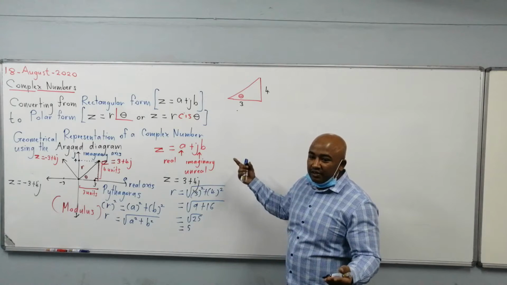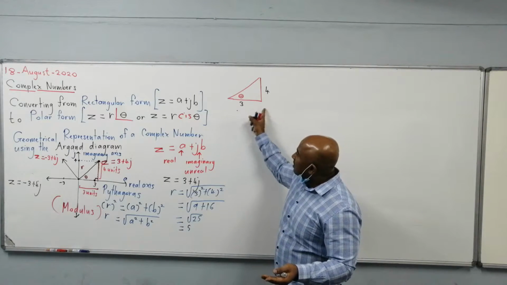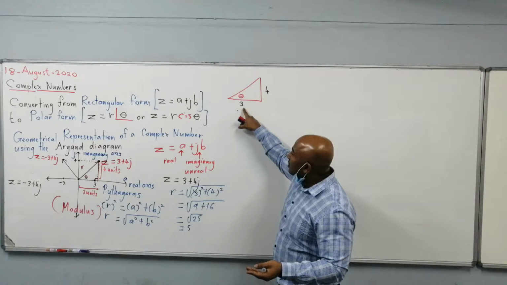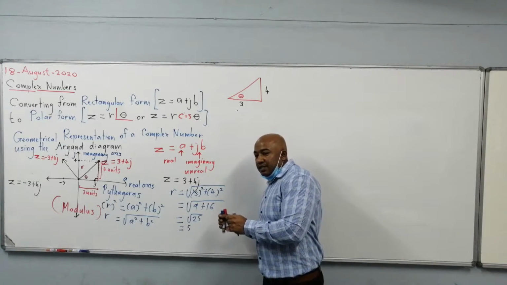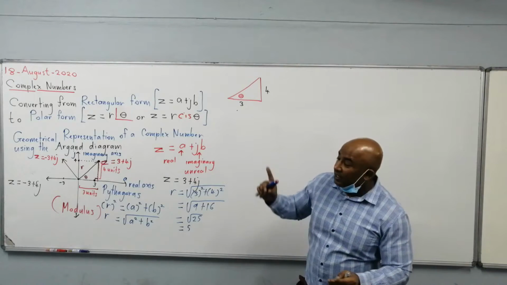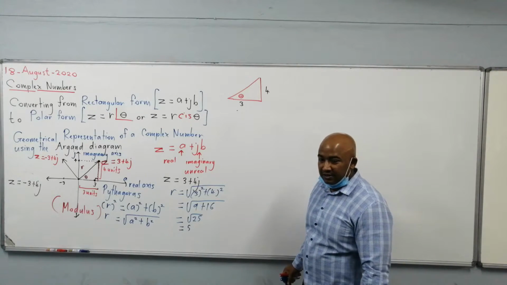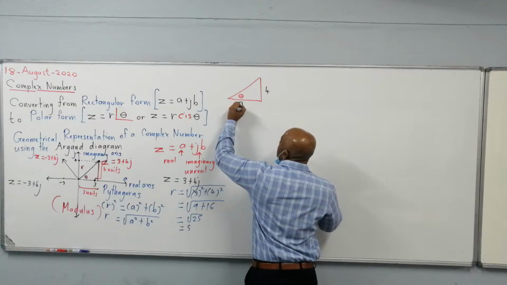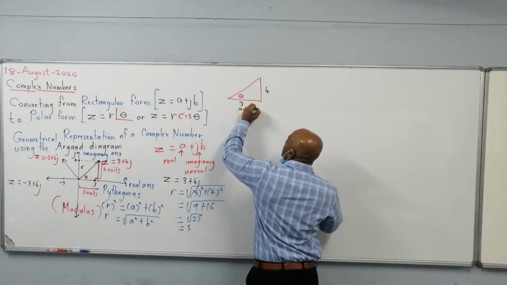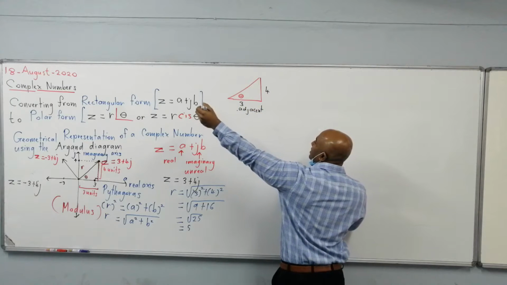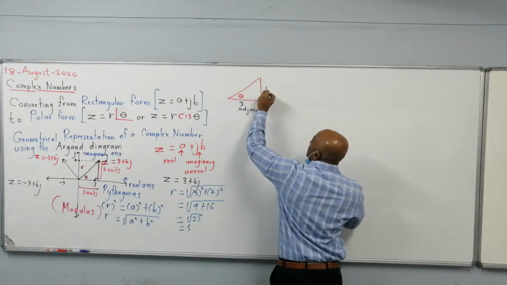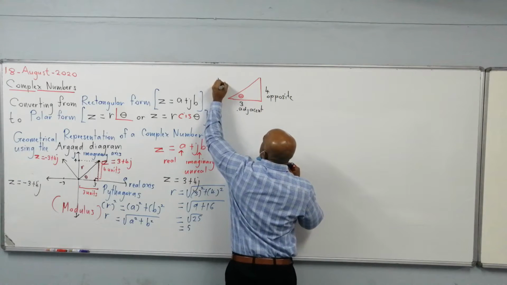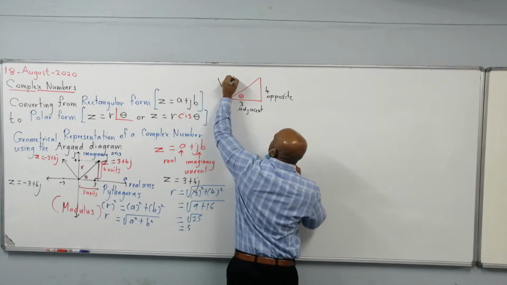In this case, it's 3. It won't always be 3, but basically, what's this value 3? Which side is it in relation to that angle theta? It's adjacent. So this here is adjacent. And what about this side here? This is opposite. And we know that this is the hypotenuse.